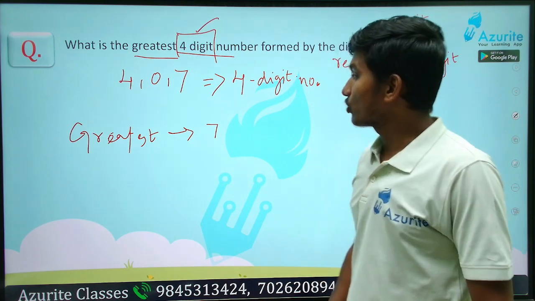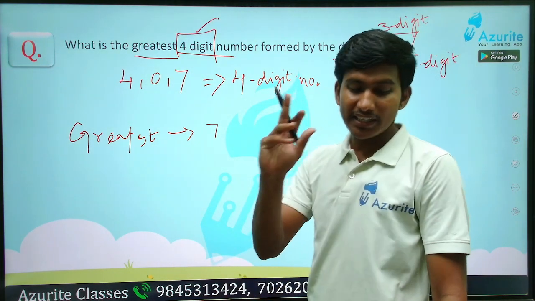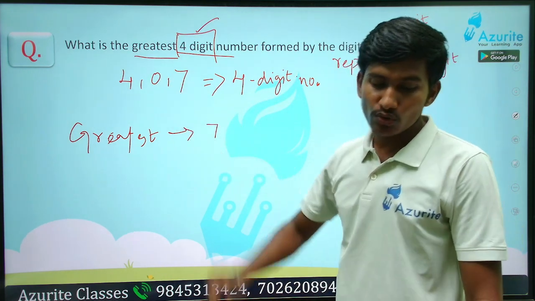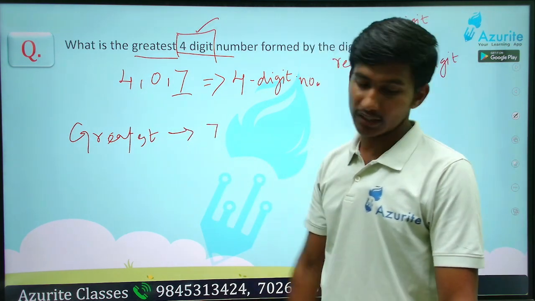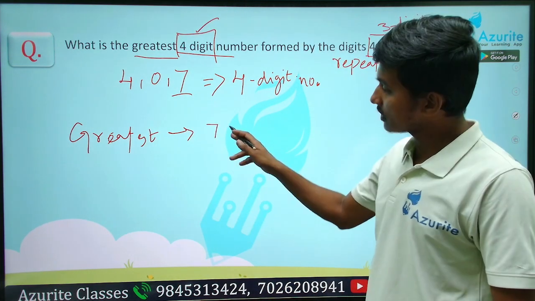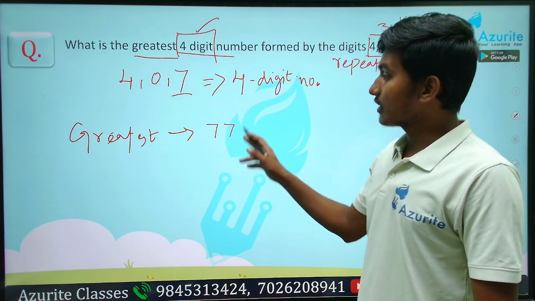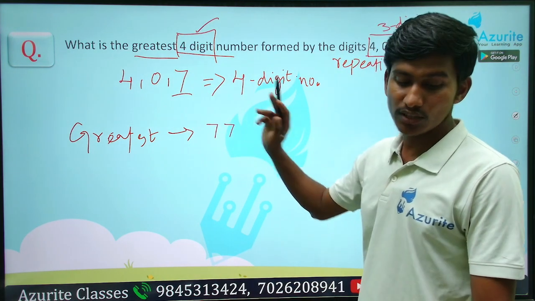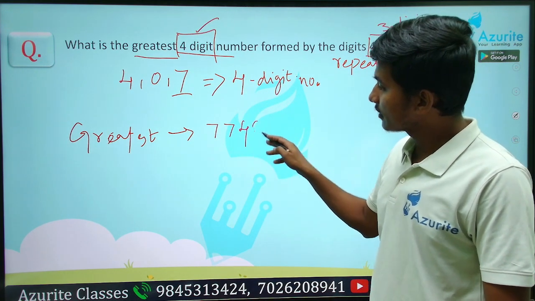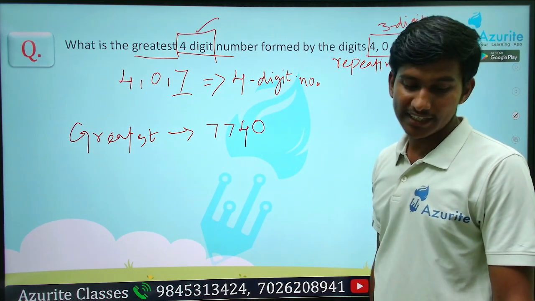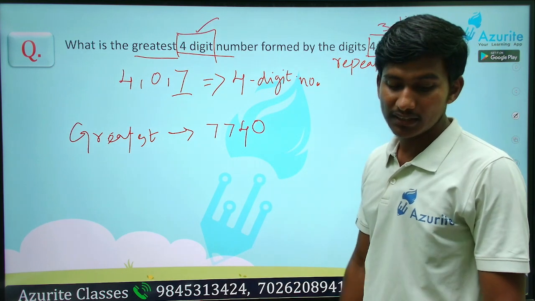So here 7 is there, and we have to repeat any one digit. Which digit should we repeat so that it will be bigger? Yes, we should repeat the bigger one. So 7 we have to repeat. So can we write 7 once again here? Yes. So 7, 7. After that 4 and 0. Which digit should we write next? 4, and then after that 0. So that will be the greatest number. 7740 will be the answer.